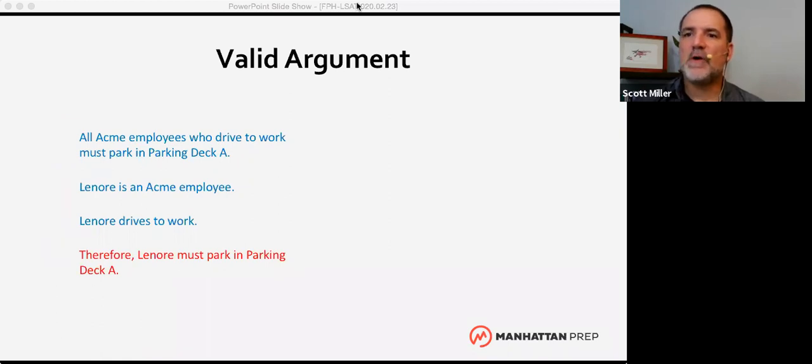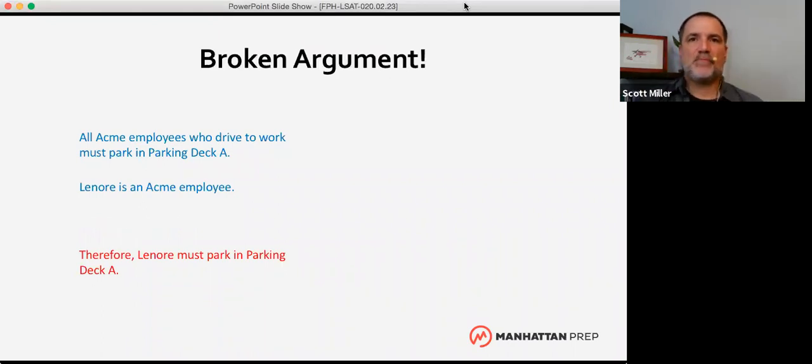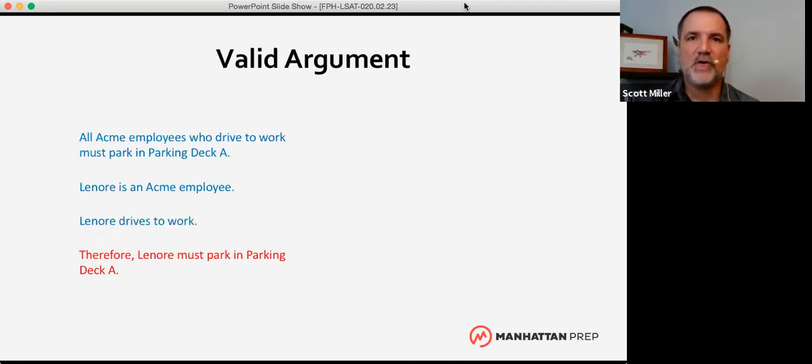All right, so how does this relate to logical reasoning on the LSAT? For the most part, except for certain questions like the identify the conclusion question that we gave you a moment ago, the LSAT is going to give you a lot of broken arguments. What they're going to do is take a perfectly good, valid argument, and take one of the premises out. They're going to intentionally break the argument.